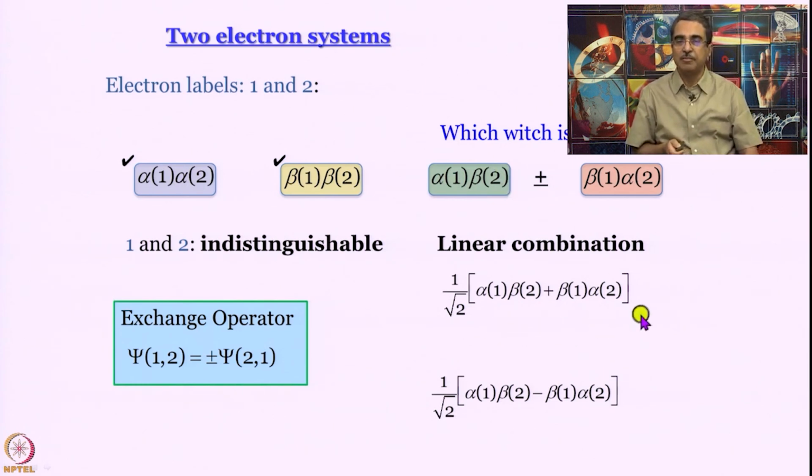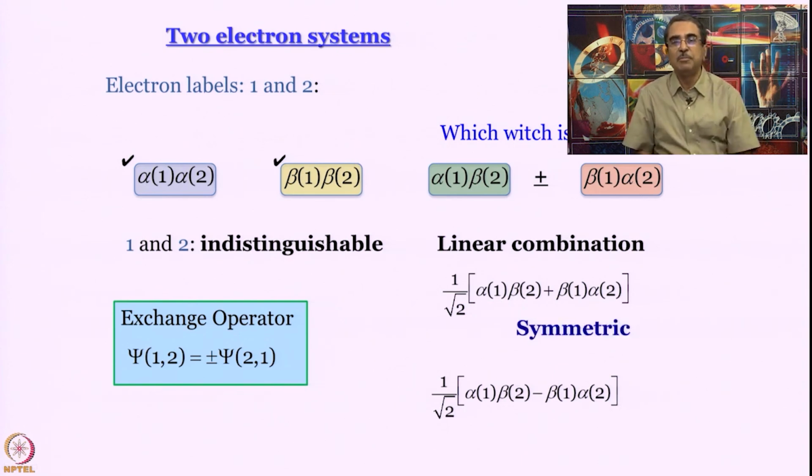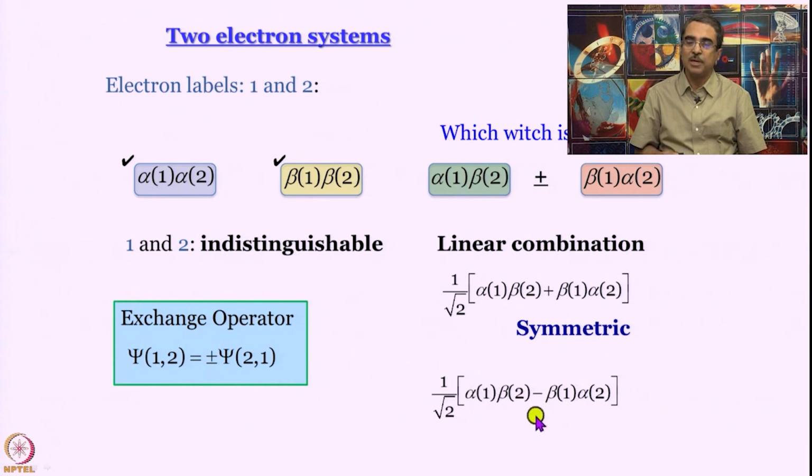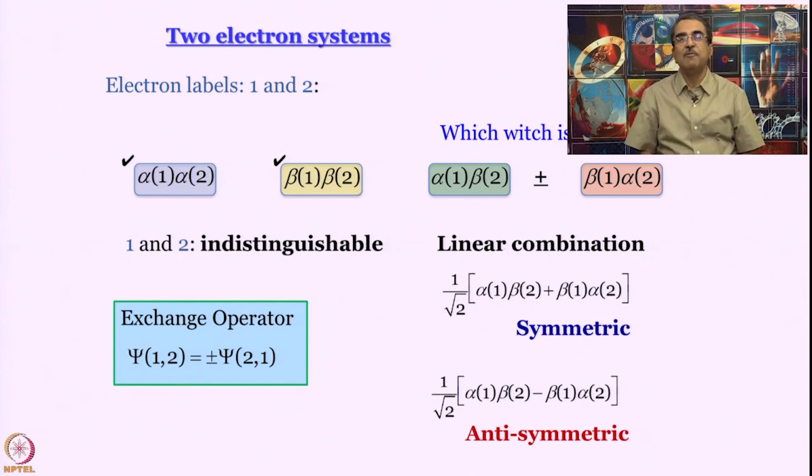If you take the linear combination, the first one, the plus combination, and interchange 1 and 2, what do I get? Alpha 2 beta 1 plus beta 2 alpha 1, it is the same thing. So, alpha 1 alpha 2, beta 1 beta 2, and alpha 1 beta 2 plus beta 1 alpha 2 are all symmetric with respect to exchange. Whereas, the last wave function is such that if you interchange 1 and 2, you get alpha 2 beta 1 minus beta 2 alpha 1, which is minus of the original wave function. So, the last one, the minus combination, is actually antisymmetric with respect to exchange.